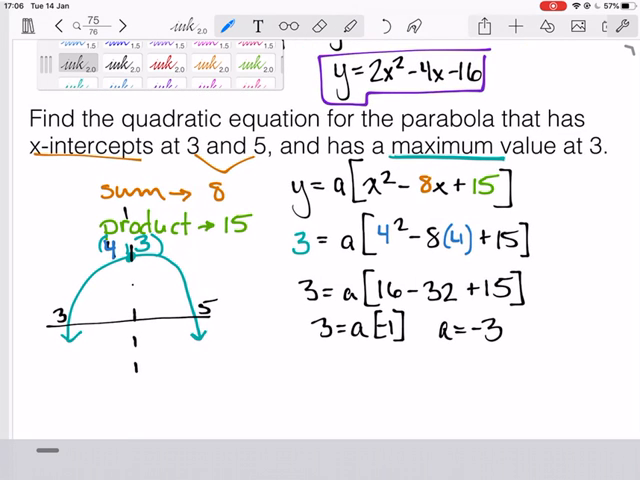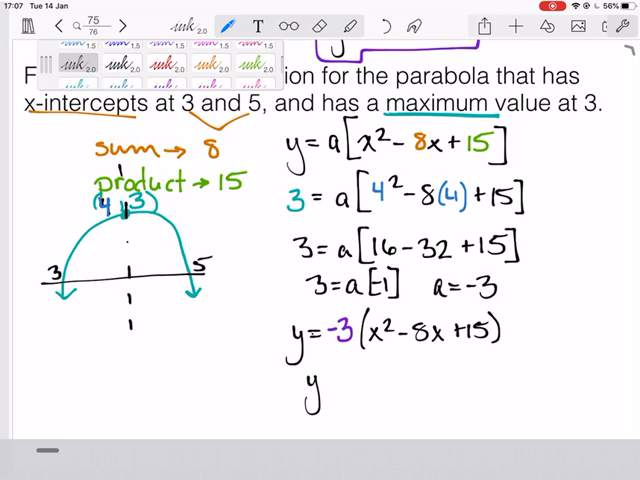So again, I've got to plug this into that very first equation that we found. So I know I've got negative 3 for my a, multiplied with x squared minus the 8x plus 15. And lastly, we're going to distribute that negative 3 into everything. So y is equal to negative 3x squared plus 24x. Negative, the negative gives a positive. And then minus 45, negative 45. And then we are finished. This is our final product.